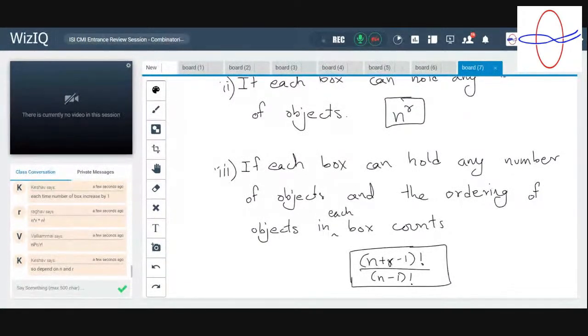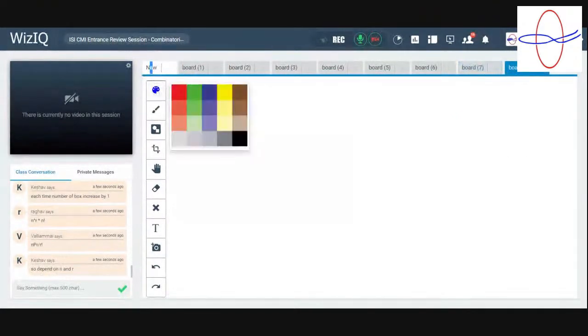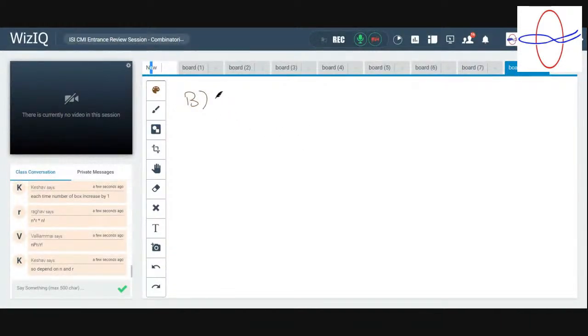Right. Now what? Now you have situation B. Situation B arises when you have identical objects, but the boxes are still distinct. So this is the sort of situation that can arise when you're working with, say, identical eggs in buckets or baskets or whatever.